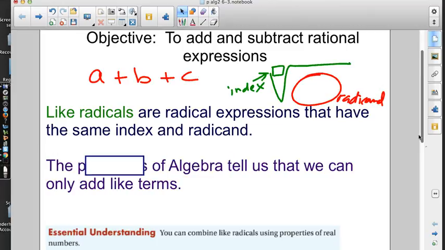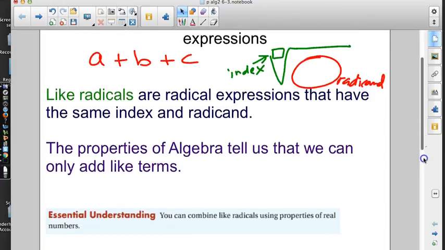So the properties of algebra tell us we can only add like terms. That's the picky eater part. X's go with other X's. Y's go with other Y's. But you can't mix and match them. It doesn't work that way, because when we add, they must be like terms.